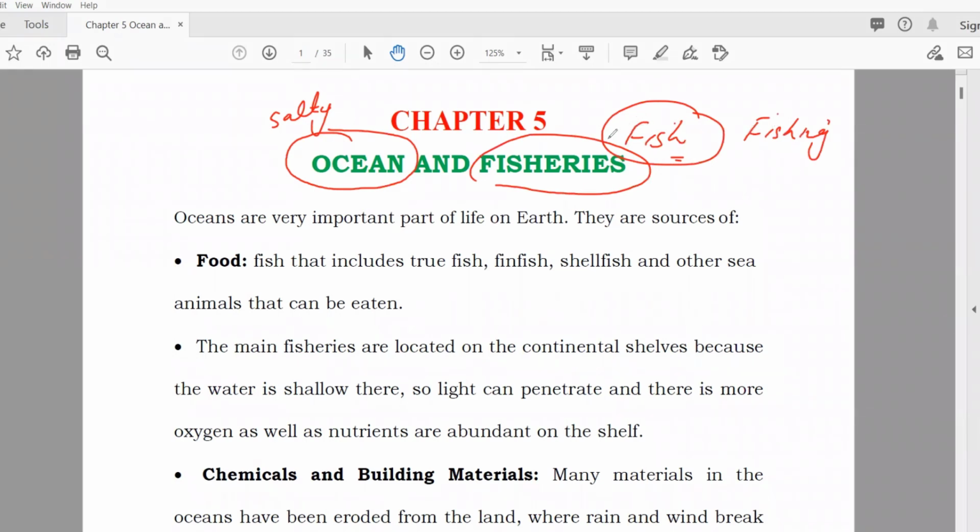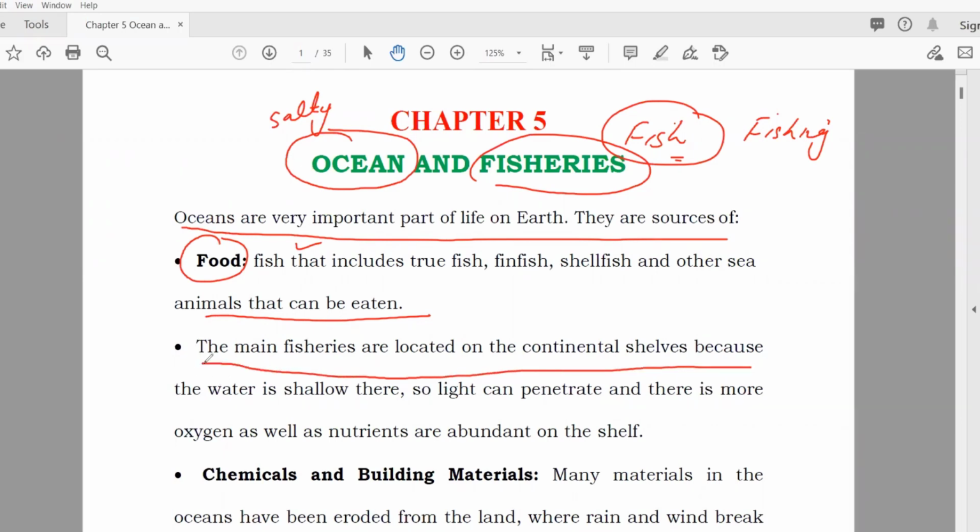So first of all, they're saying oceans are a very important part of life on the earth. They give us a lot of things, and they are the source of many things. For example, if you talk about food, the fish, which includes true fish, finfish, shellfish, and other sea animals, can be eaten. So it means these oceans are providing us food, and that food is used by humans to continue their life activities.